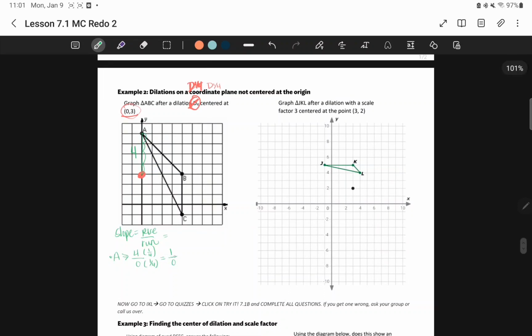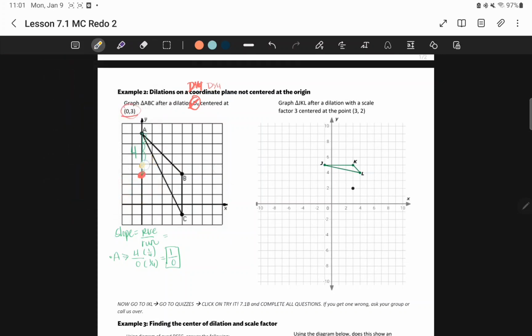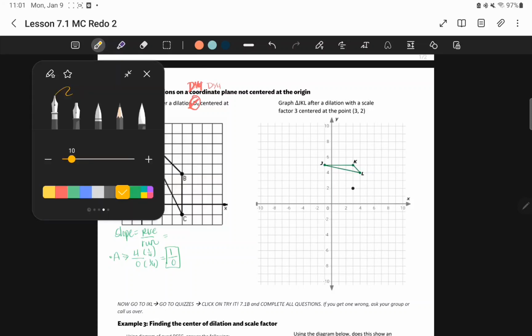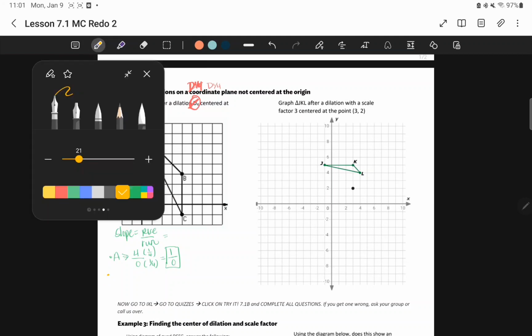Then with this slope, we start back at our red point, our center, and we go up 1 over 0. And that is our A prime. Let me make this a little bit thicker. Okay, so there's our A prime. And then you have to do that for all your points. So let's look at B.